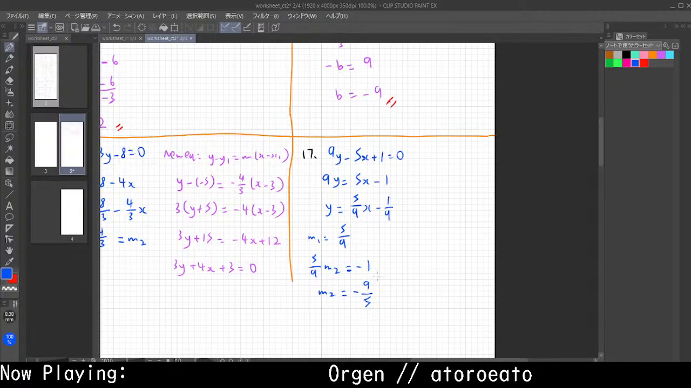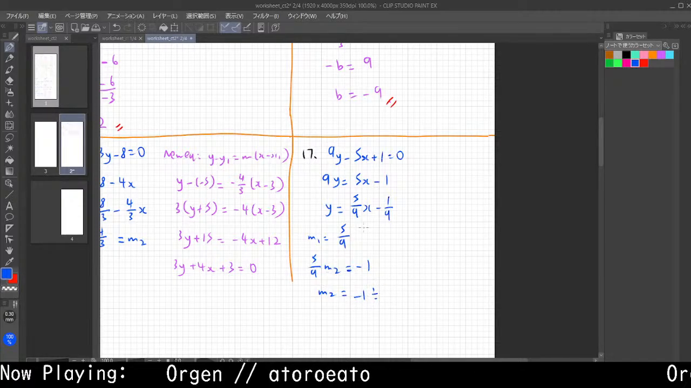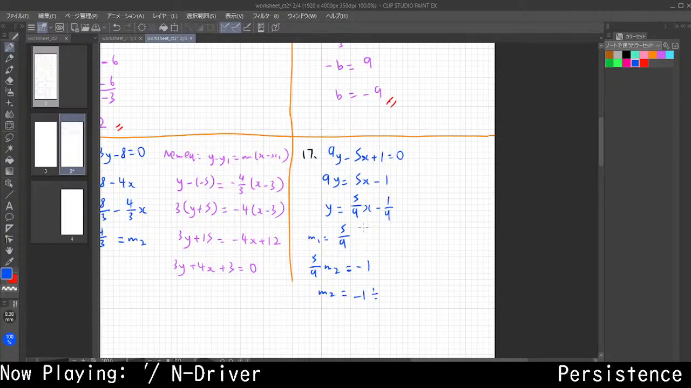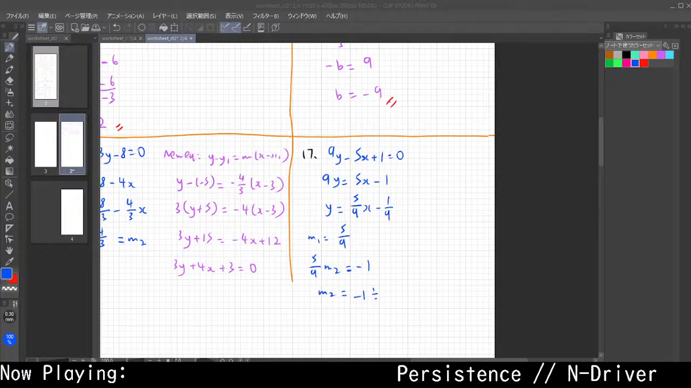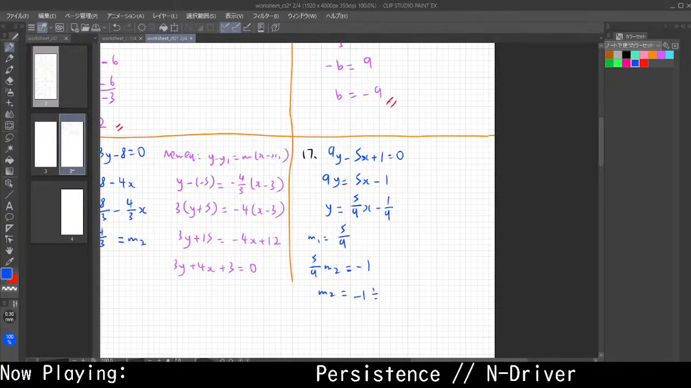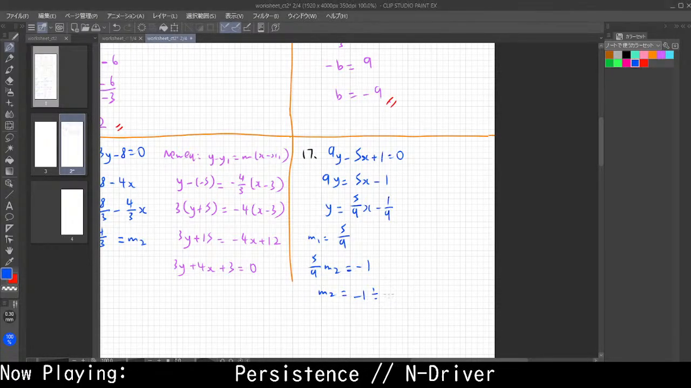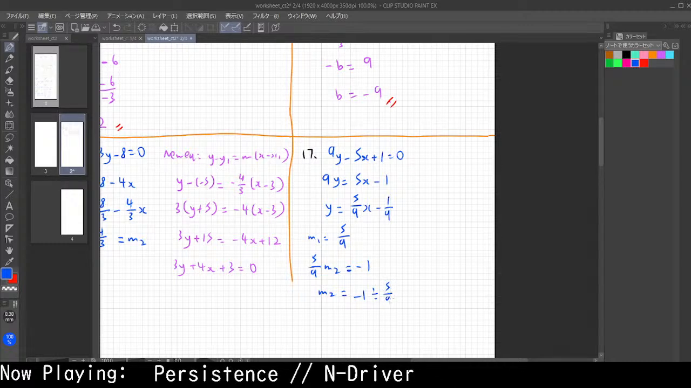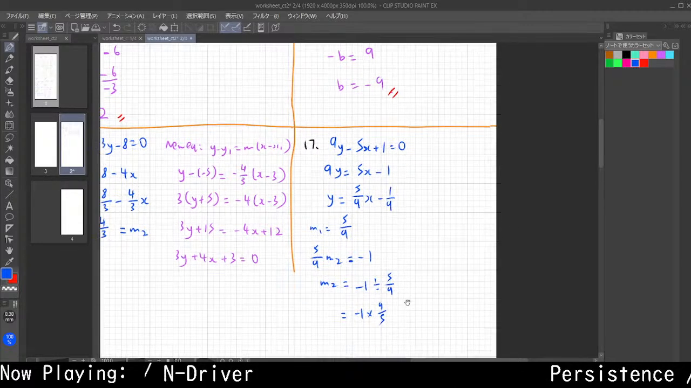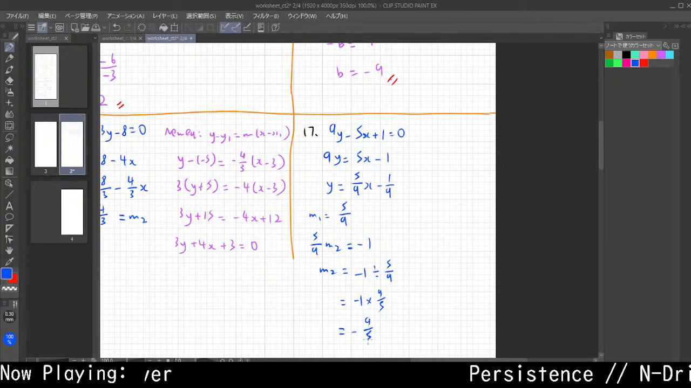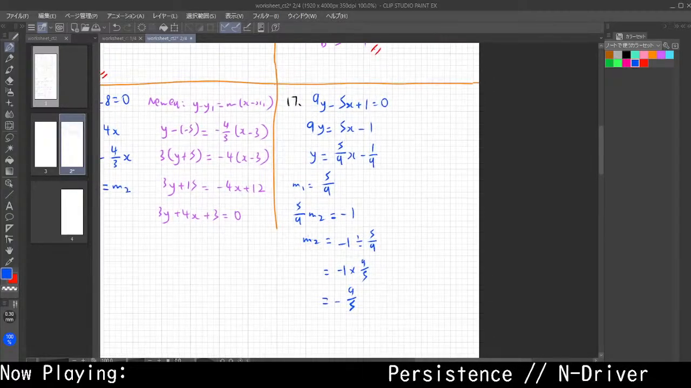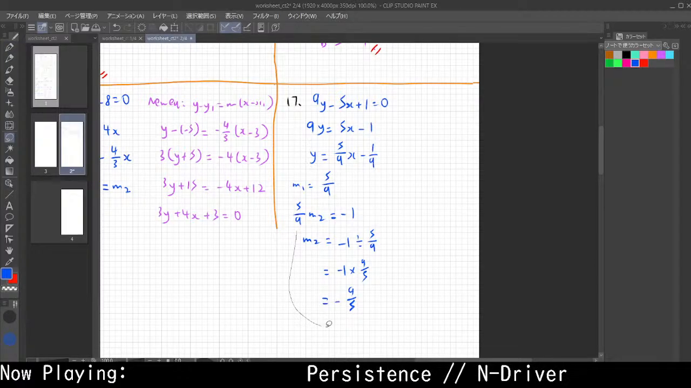I think from here to here you can do it yourself. Basically, because it's perpendicular, your m2 should multiply with m1 to get negative 1. So divide 5 over 2, divide becomes multiply. Yeah, you should know this by now. Okay.